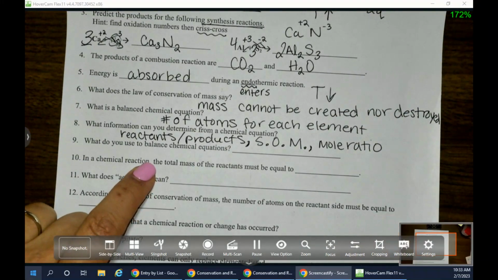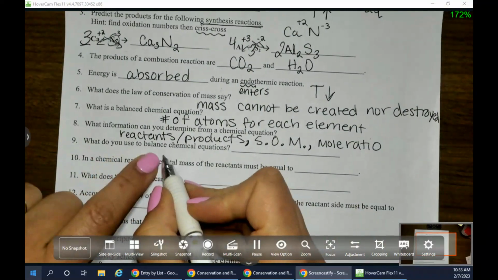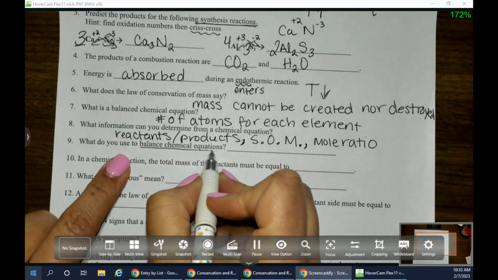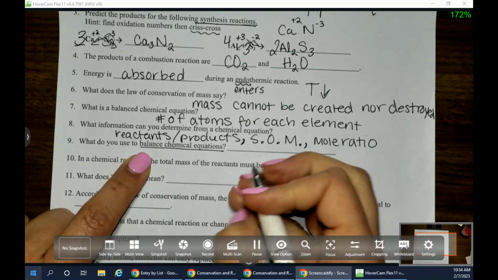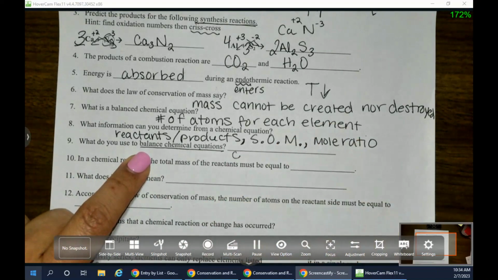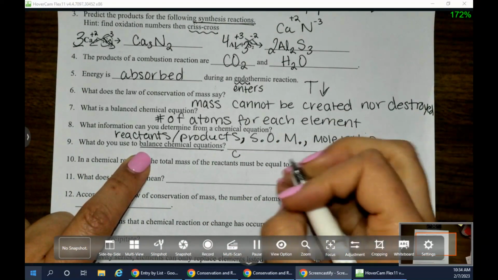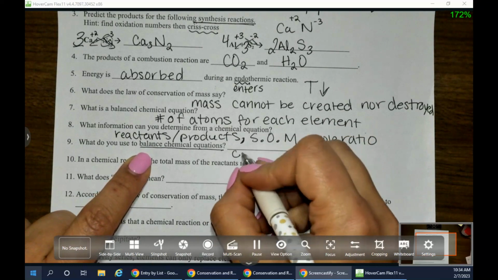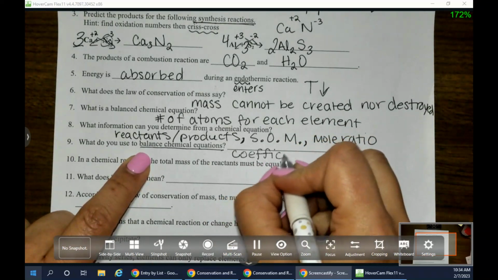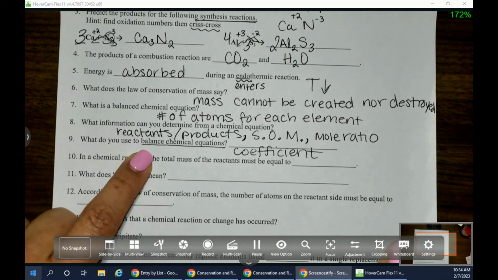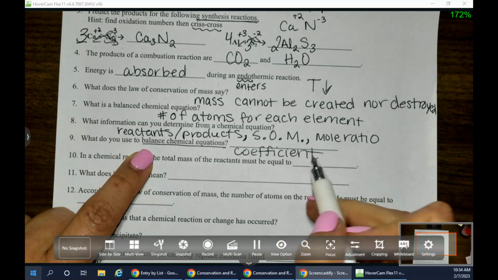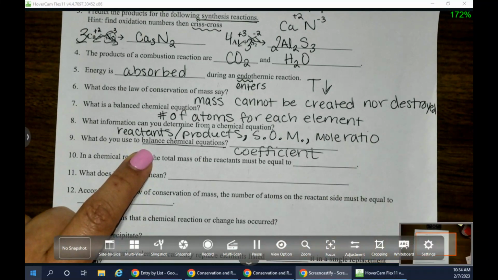What do we use to balance chemical equations? We don't use subscripts. We use, starts with a C, ends with an coefficient. Coefficient. Okay. So we use coefficients, not subscripts. The big number in the front, not the little numbers that sink down.